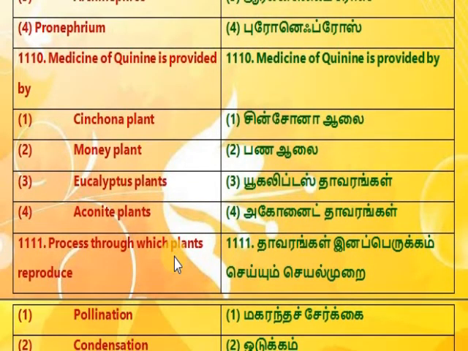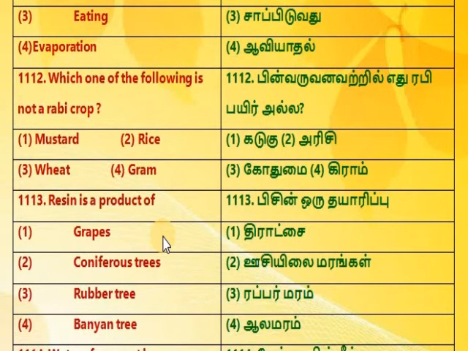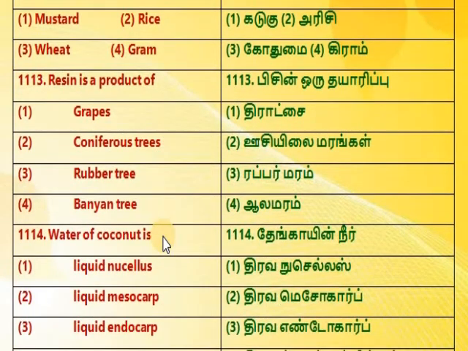1110. The medicine quinine is provided by 1. Cinchona plant. 2. Money plant. 3. Eucalyptus plants. 4. Aconite plants. 1111. Process through which plants reproduce. 1. Pollination. 2. Condensation. 3. Eating. 4. Evaporation. 1112. Which one of the following is not a rabi crop? 1. Mustard. 2. Rice. 3. Wheat. 4. Gram. 1113. Resin is a product of 1. Grapes. 2. Coniferous trees. 3. Rubber tree. 4. Banyan tree.